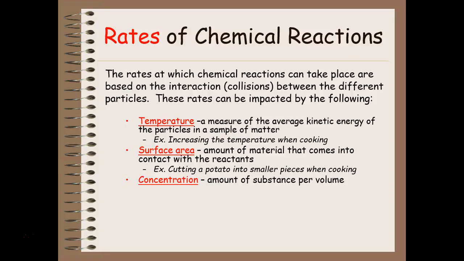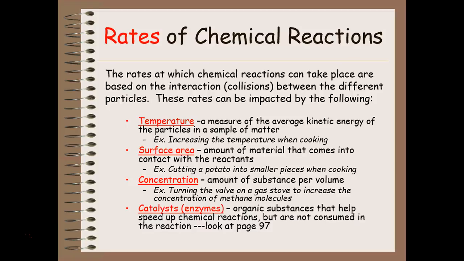Another thing that affects the rate of a chemical reaction is the concentration, meaning how much of the substance per volume you have. The greater the increase in concentration, the faster your chemical reaction will run. So if you turn the valve on a gas stove to increase the concentration of methane molecules, you will have a faster chemical reaction.